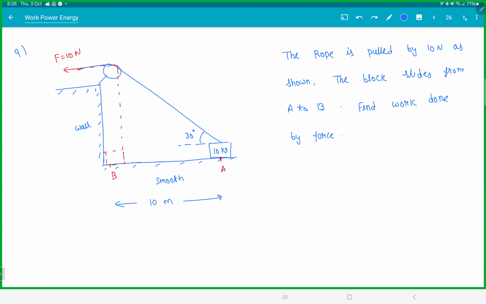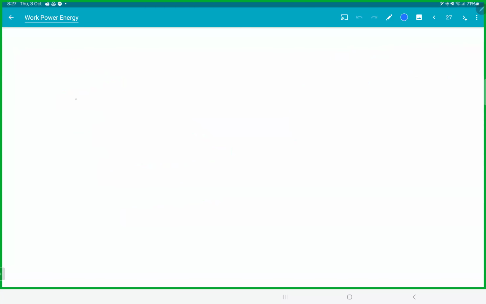Go back to the definition. What is the definition? Work done is force into displacement of the point of application of force. It is not the displacement of the block. Are you getting it? It is not the displacement of the block.